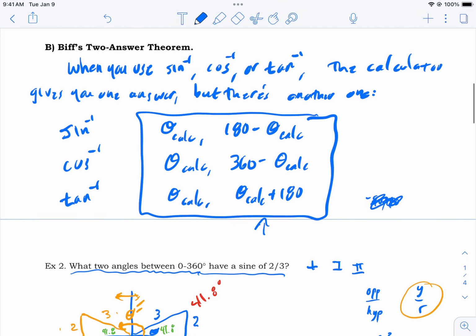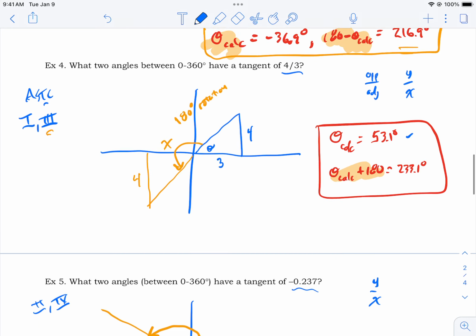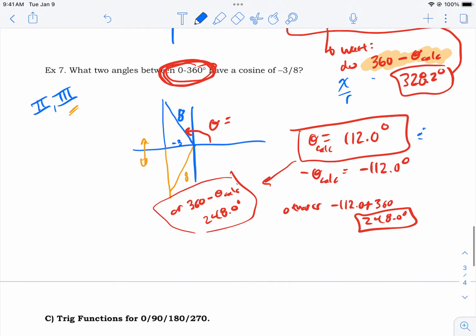Be aware of it, especially when we start playing with the law of sines next lesson, because you'll hit shift sine on your calculator and get an answer. Don't just trust it. It might not be the right answer. Look at the triangle. Maybe it's not that answer. Maybe you have to do a 180 minus theta calc to get the right answer. Okay, so this is important stuff. Important to be aware of, acutely aware of.